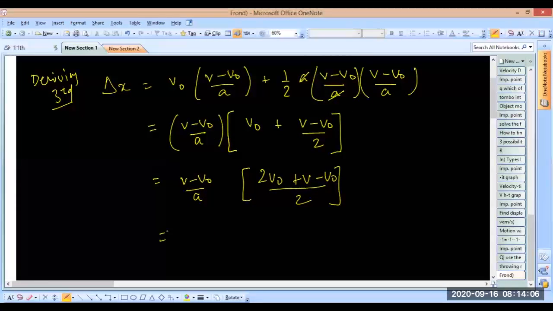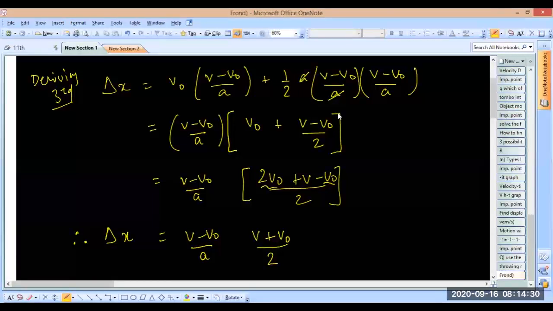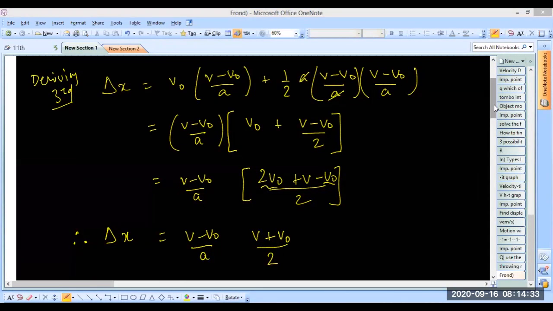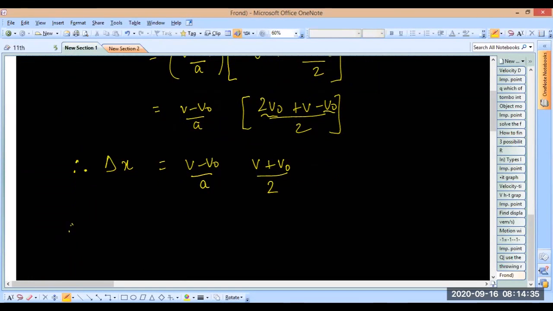Right, now what happens next? Obviously here you get v plus v0, since 2v0 minus v0 means v0, by 2. So this is equal to delta x, all right? No, Nandini, it won't be 3. So finally you can multiply 2 and a on the other side, so this will become 2a delta x is equal to.